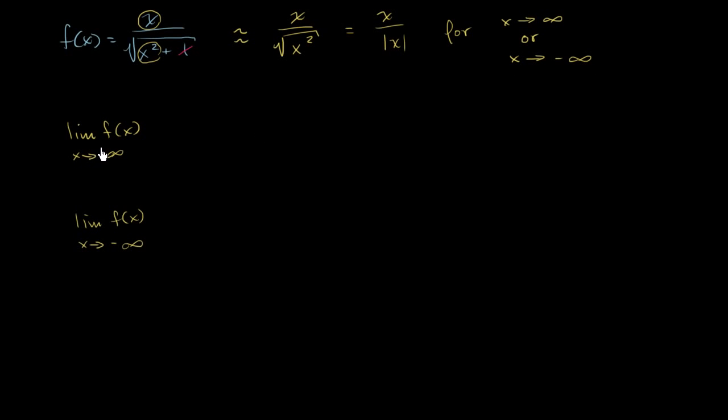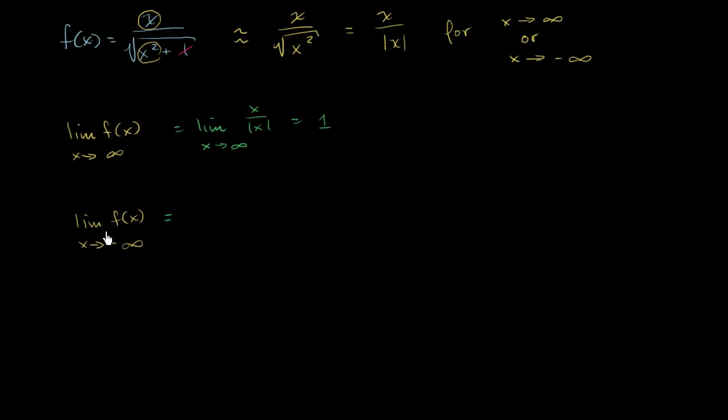So another way to restate these limits is, as we approach infinity, this limit is going to be equal to the limit as x approaches infinity of x over the absolute value of x. Now, for positive x's, the absolute value of x is just going to be x. It's just going to be x divided by x. So this is just going to be 1.